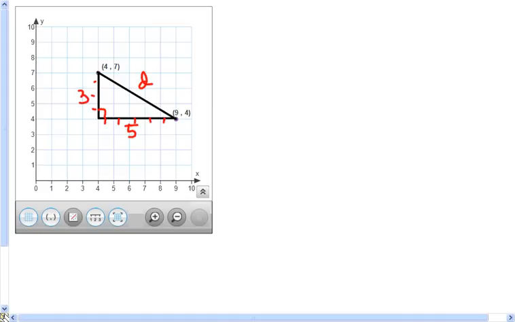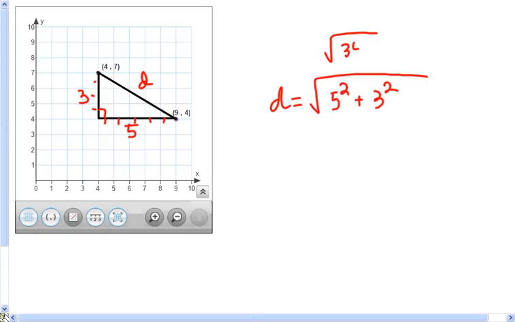And then I can use Pythagorean's theorem. I can say D is equal to the square root of 5 squared plus 3 squared. Whatever that equals, I take the square root of that, and I get the distance. 5 squared is 25, 3 squared is 9. 25 plus 9 is 34. So D is the square root of 34, which is about 5.8. So that distance is about 5.8.